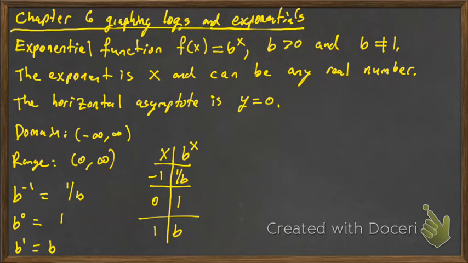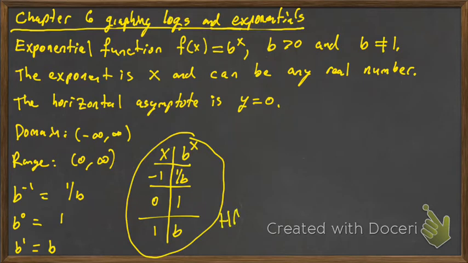And then we're going to use the three-point method along with the horizontal asymptote. So b to the minus 1 is the reciprocal, 1 over b. b to the 0 power is 1. And b to the first power is going to be b, and so this is the table we're going to use along with your horizontal asymptote y equals 0. And so we're going to use transformations to graph these. So first thing we're going to do is identify the base, then graph the parent, then use our transformations.